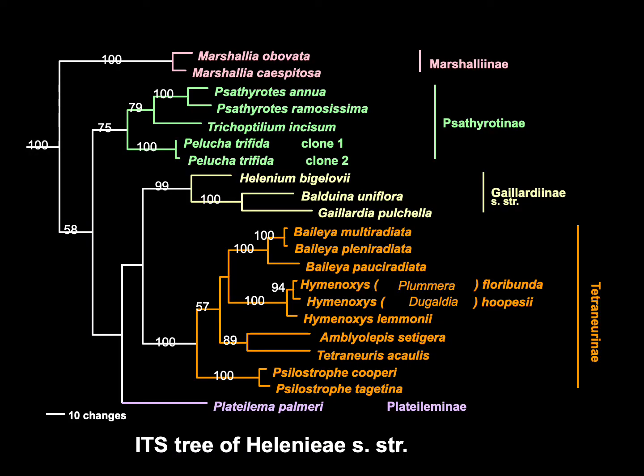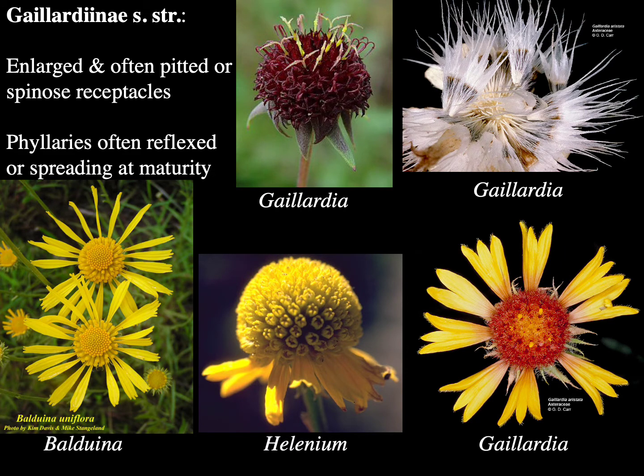And here again is a phylogeny based on ITS for Helenieae sensu stricto, just to give you some orientation within the group. There are 5 subtribes that we recognize now for the Helenieae, and they're quite distinctive and worthy of brief mention. So here's the core subtribe within Helenieae, the Gaillardiinae, in the strict sense, that includes these 3 genera, Helenium, Gaillardia, and Baldwinia.